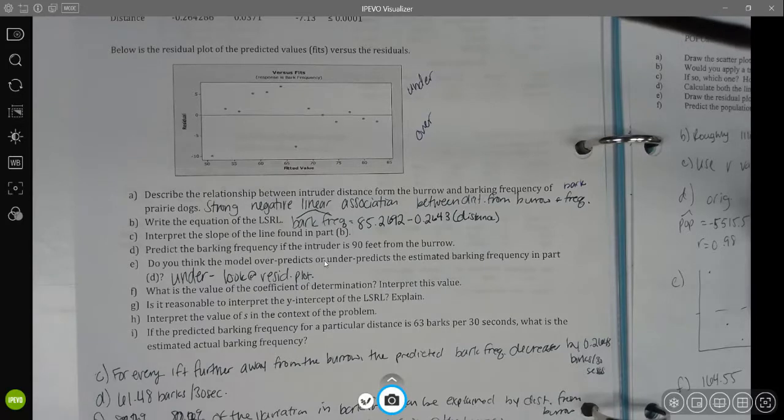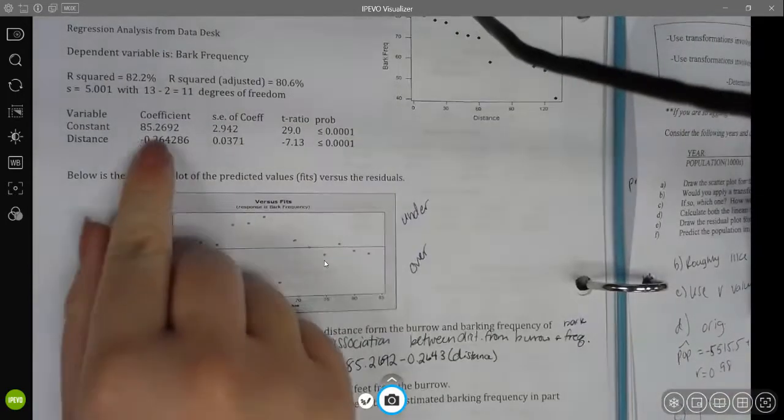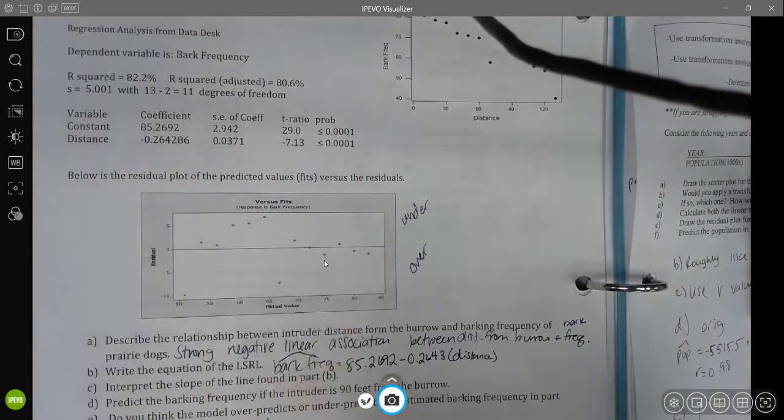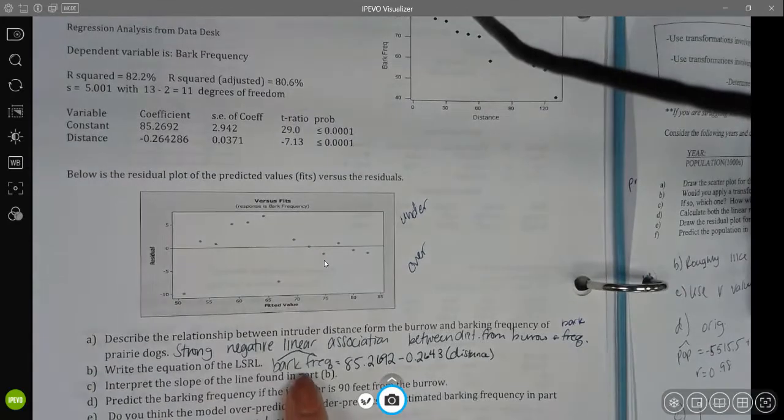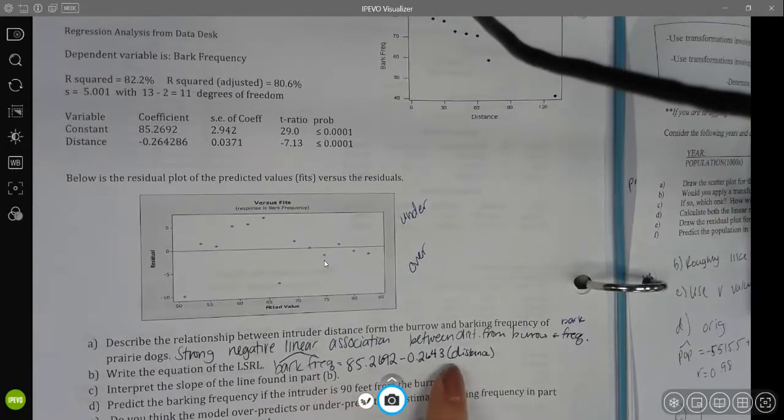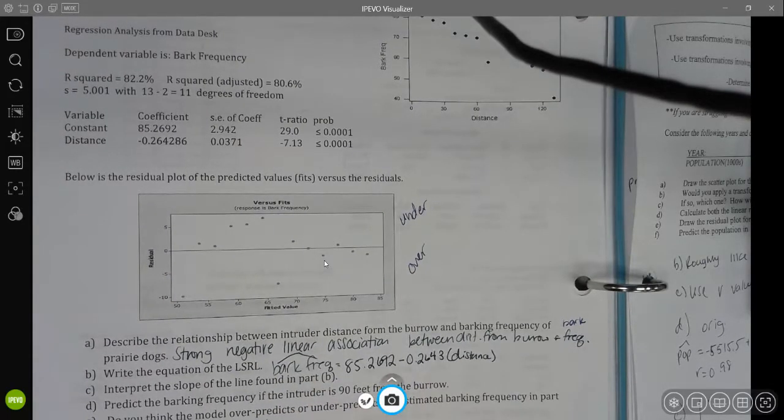The second one is to write the equation of the least squares regression line. And we have all of the information that we need up here. This one will be the slope. This one will be our y-intercept. So you can see I did put predicted bark frequency. The regression line is just to estimate what the bark frequency is going to be. And then I just used distance as my second variable here.